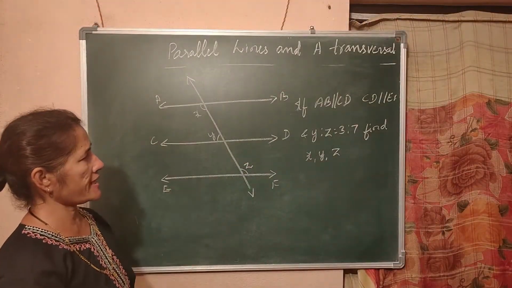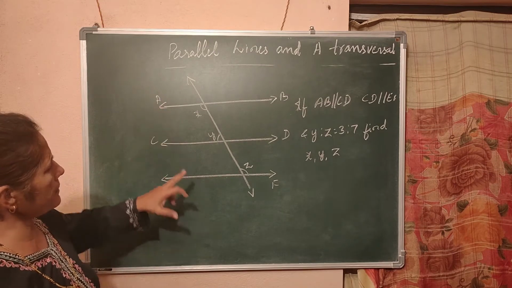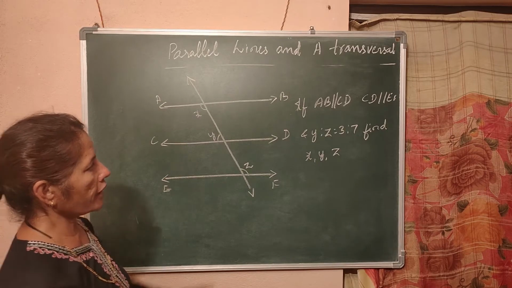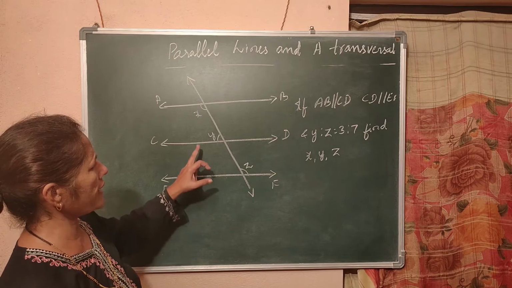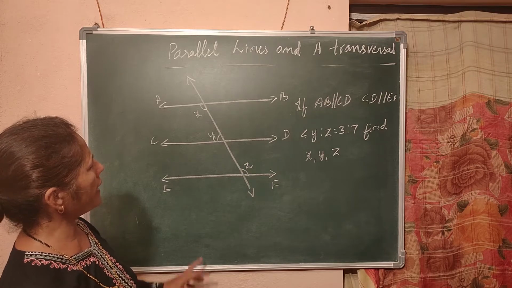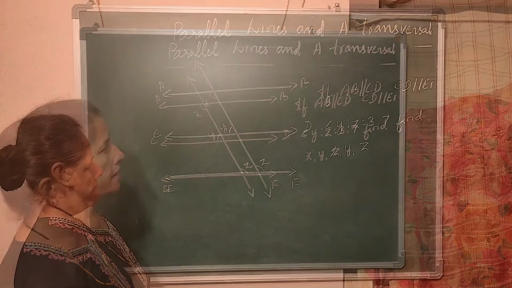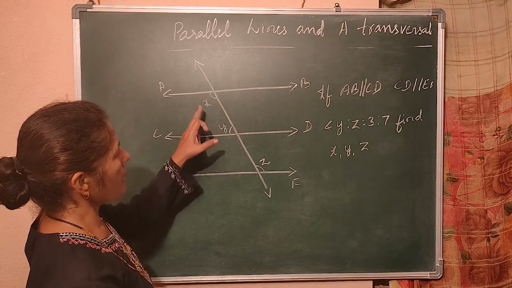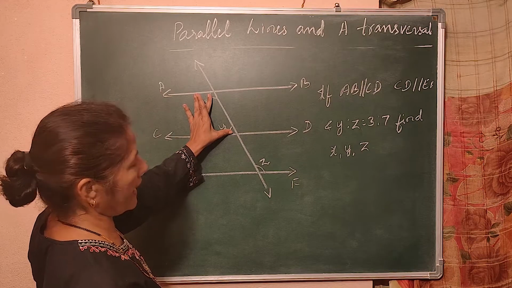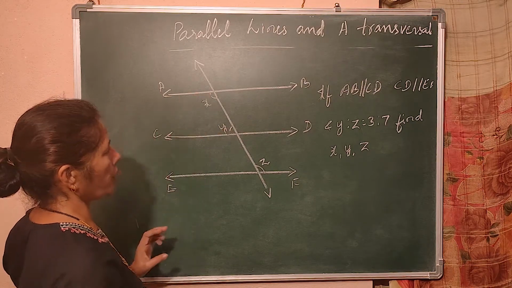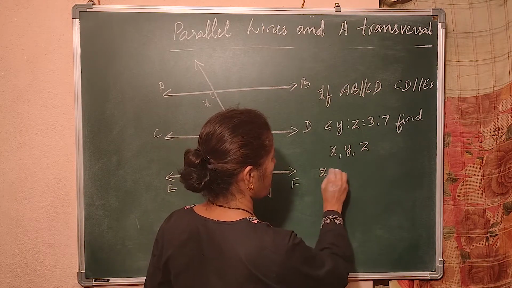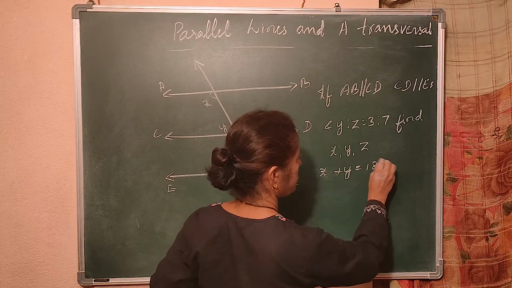My next problem is this. In the figure, AB is parallel to CD, CD is parallel to EF. If Y is to Z is equal to 3 is to 7, find X, Y, Z. Now listen. X and Y are on the same side, so the sum of the interior angles is 180. So angle X plus angle Y, I say X plus Y is equal to 180.